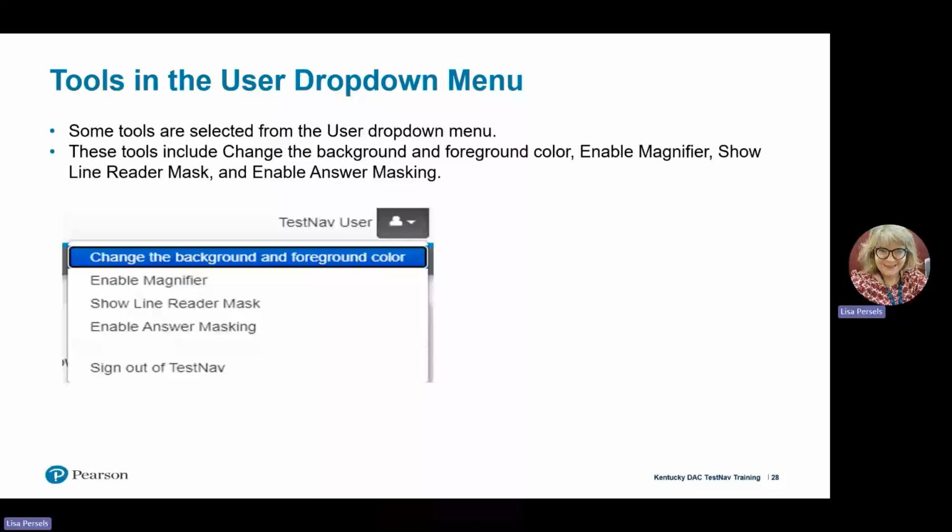Some tools are selected from the user drop-down menu. These include the background and foreground color, the magnifier, the line reader mask, and answer masking. Let's look at them a little bit more closely.